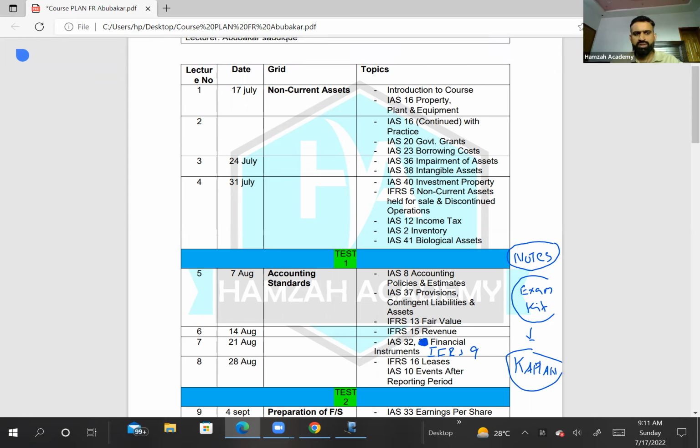But if any student wants to read a book instead of notes, I would recommend that he or she go for the Kaplan study text. I think that is better than BPP. So if you want to read the topic from the study text directly, then I would suggest that you go for the Kaplan study text. Otherwise the notes are sufficient, and those notes will be provided to you by the academy.